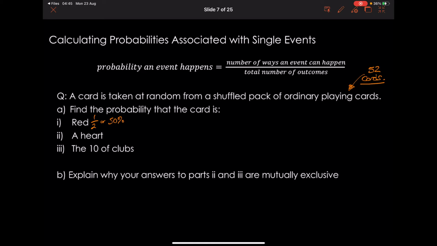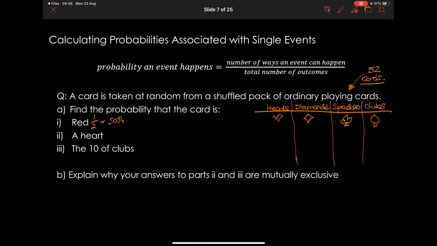Then it says the probability of finding a heart. Now again, when you have a pack of cards, there are hearts. I'm going to just explain this now because you might get it in your exam. Hearts, diamonds, spades, and clubs. I'm not very good at writing spades. I think they look like this, I forget. I haven't played cards for a while either. So you've got your 4 types of card there. There's 52 cards in a pack. These 2 are red and these 2 are black.